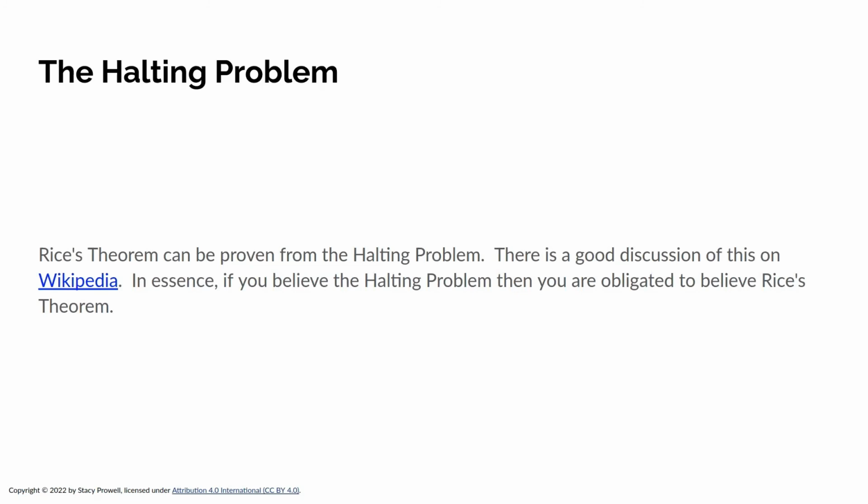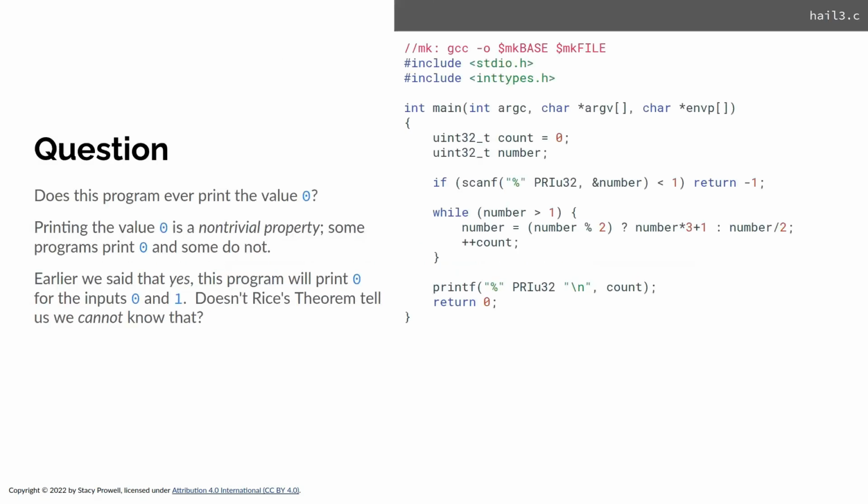Well, you can prove Rice's theorem from the halting problem. If you want to know how to do that, Wikipedia is your friend. They actually have the derivation of it over on Wikipedia. So if you believe the halting problem, you end up obligated to believe Rice's theorem. And you can, I think, probably see how they are very close together. And so back to our little program, we asked the question, does the program ever print 0? Well, some programs print 0 and some programs don't. So the question of whether a program ever prints 0 is undecidable.